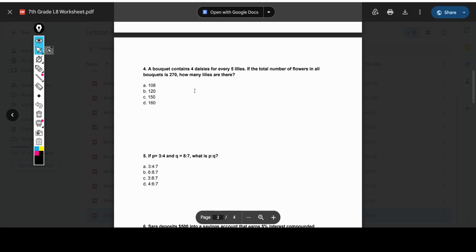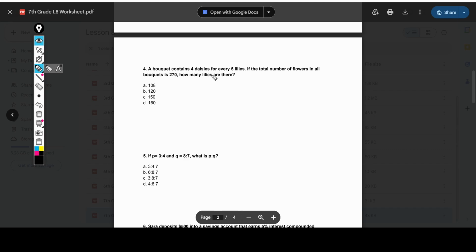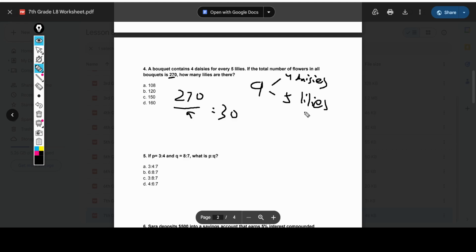And then here we have a bouquet that contains 4 daisies for every 5 lilies, and the total number of flowers in all is 270. So for every 4 daisies, there are 5 lilies, which means that for every 9 flowers, there are 4 daisies and 5 lilies. If we want to find how many lilies there are, and the total number of flowers is 270, we can divide 270 by 9 to see how many groups of 9 we have. That'll give us 30. So we have 30 groups of 9, and in each group of 9 we have 5 lilies. So 30 times 5 is equal to 150.